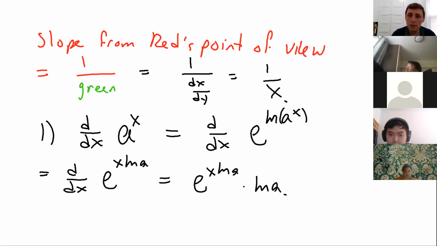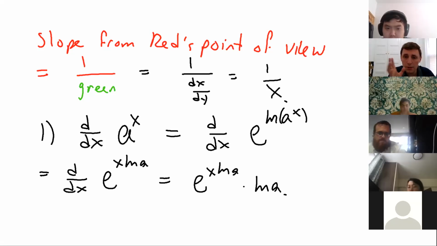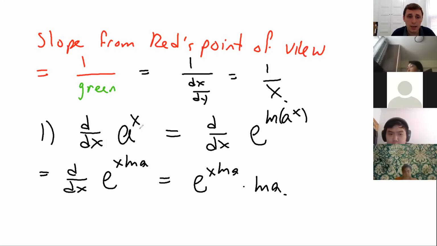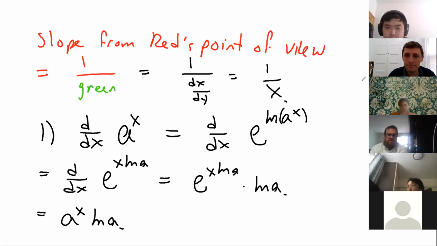Agreed? Do you see why the change? ln a is just a number. It's factored out here, yes? And so what is e^(x ln a)? It's what I began with. You see, it's just this same expression. So it's a to the x ln a. Yes?